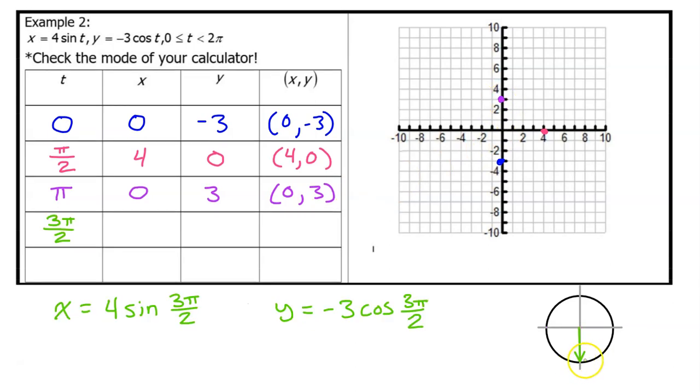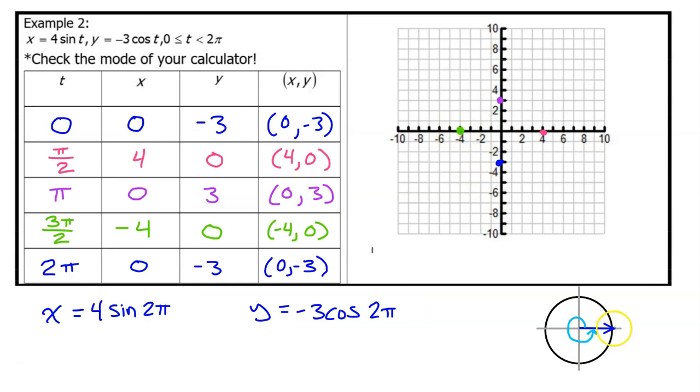3 pi over 2 is right here on the unit circle. So when t equals 3 pi over 2, x will be 4 sine 3 pi over 2. Sine of 3 pi over 2 is negative 1. So this is 4 times negative 1, which is negative 4. Y will equal negative 3 cosine 3 pi over 2. The cosine right here is 0. So negative 3 times 0 is 0. And we get the point negative 4, 0, which is right here.